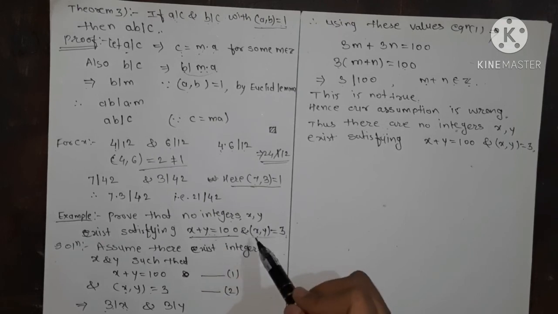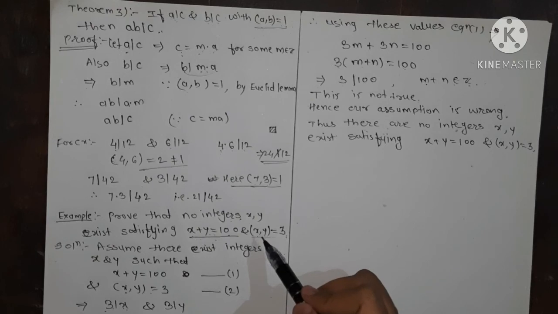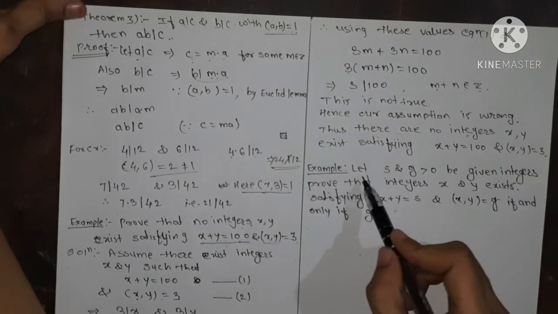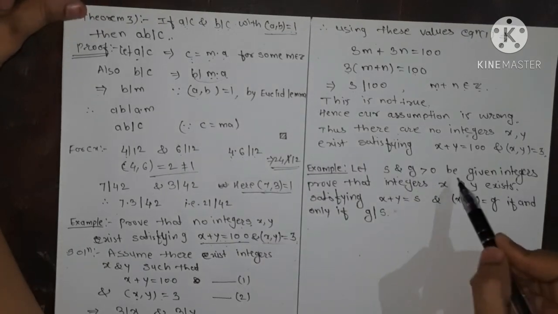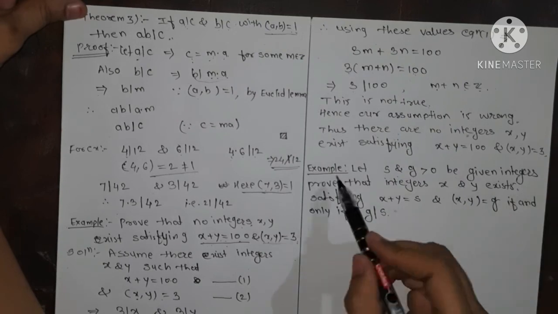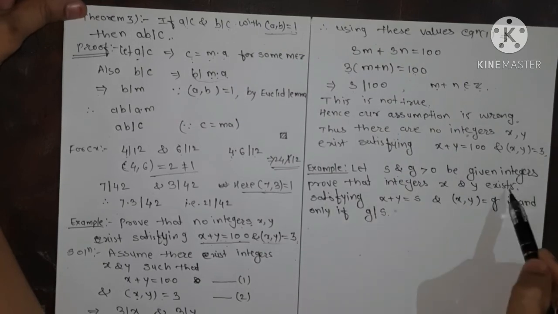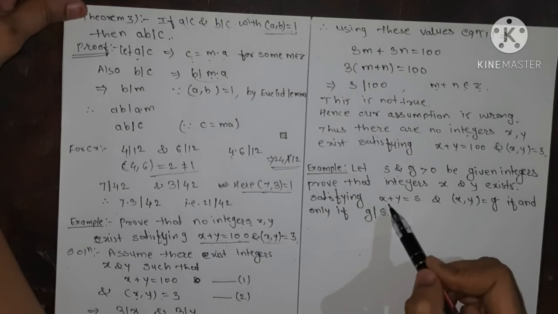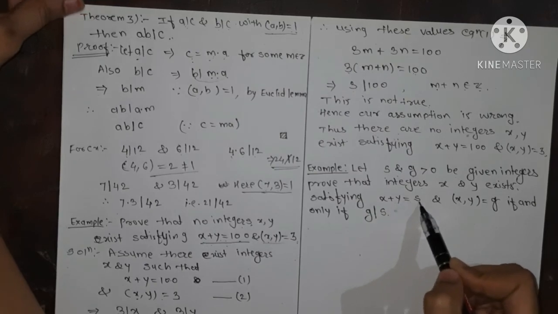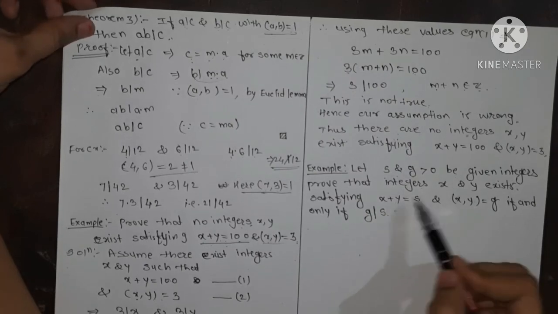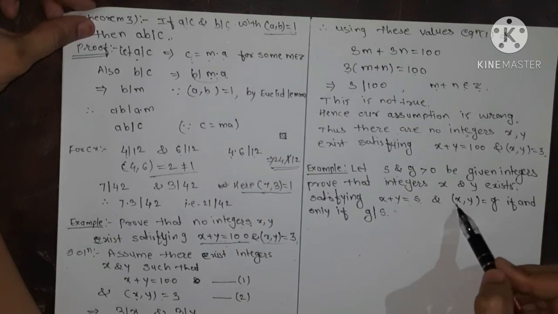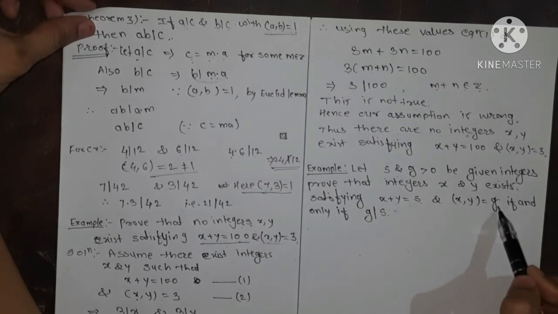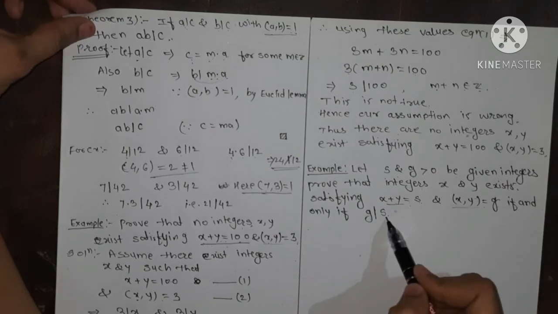Okay, so we see the generalization of this example. Let s and g greater than 0 be given integers. Prove that integers x and y exist satisfying x plus y equals s, that is the sum of these numbers equals s, and the GCD of these numbers equals g. That is, this pair exists if and only if g divides s.